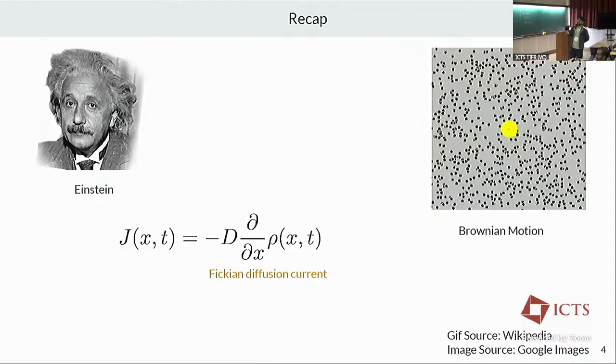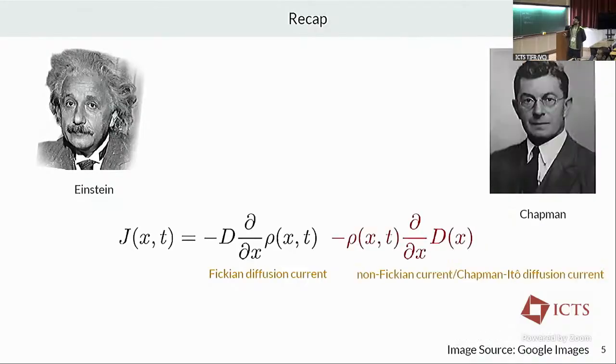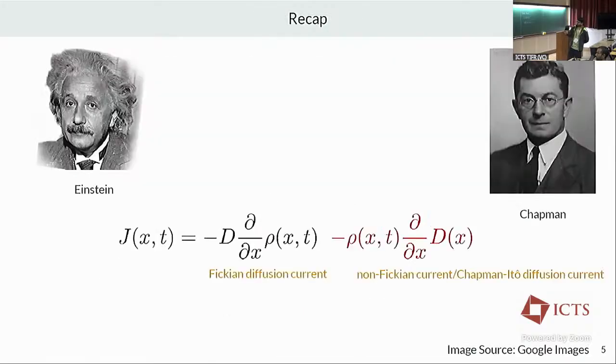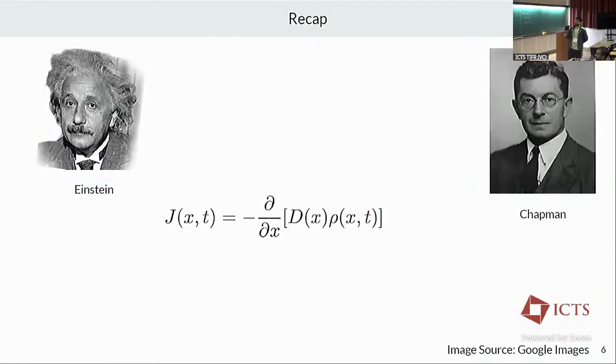Now, inspired by Einstein's work, Sidney Chapman in 1928 generalized Einstein's theory of Brownian motion to inhomogeneous fluids. And what he found out was when the space becomes inhomogeneous, there is emergence of this additional current, which is proportional to this gradient of diffusivity, and that is called the non-Fickian current. And now your total diffusion currents look something like this.